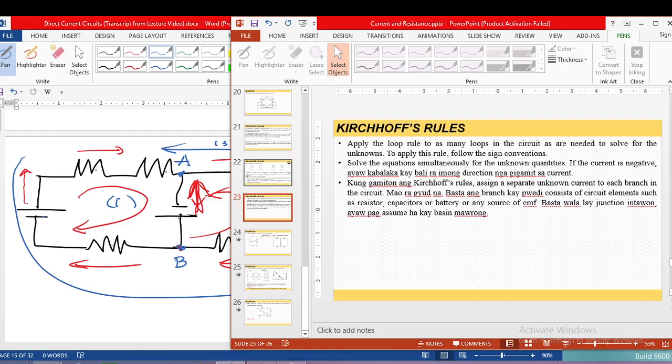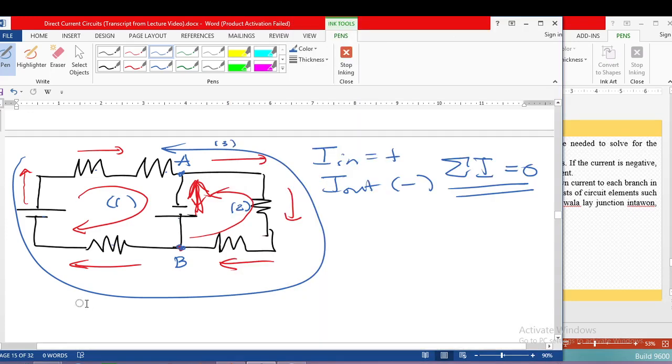So next is we have to solve the equations simultaneously for the unknown quantities. Then that's the time that you will now solve the equations. So dili na makuan ang mga basic math skills nato like solving linear equations using elimination, substitution, and so on, di ba? So yeah, that's basic math.